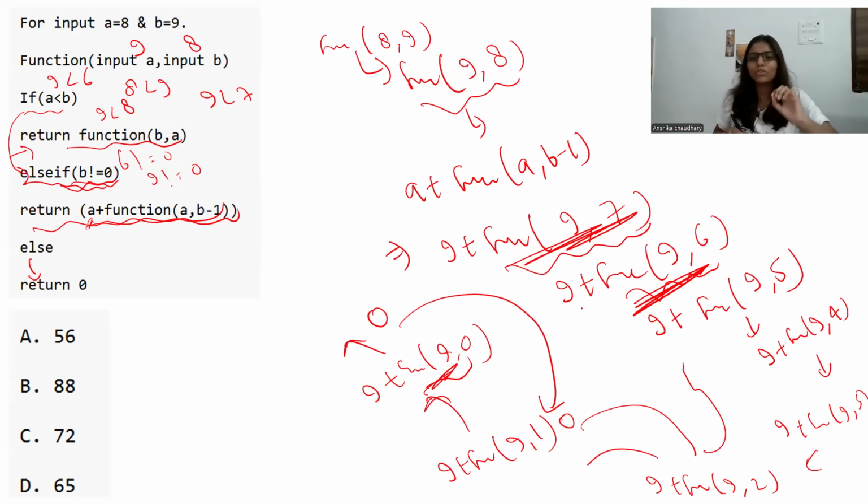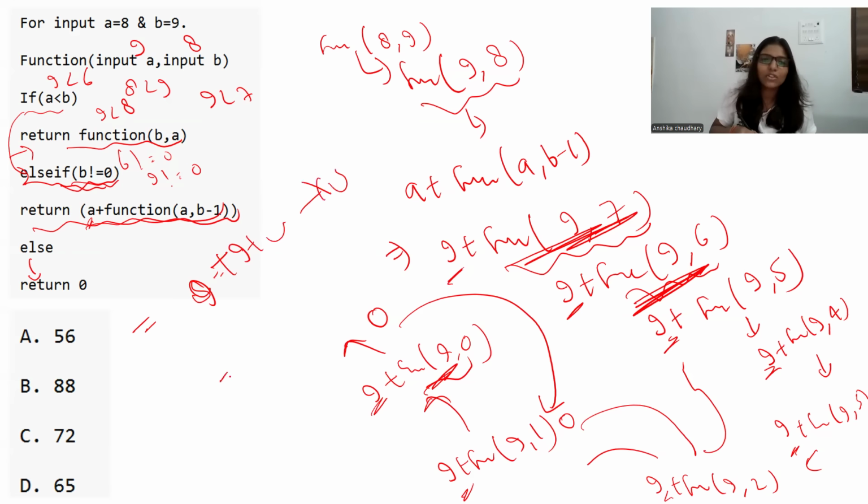But as we know, we are adding nines every time. So how many nines do we have? 1, 2, 3, 4, 5, 6, 7, 8. We have 8 nines, and they are adding to each other. So 9 plus 9 plus 9, 8 times. What will we get? 72 as the answer, right?